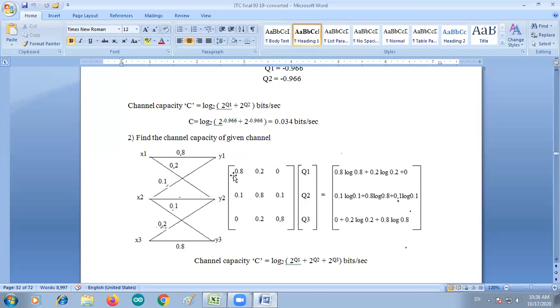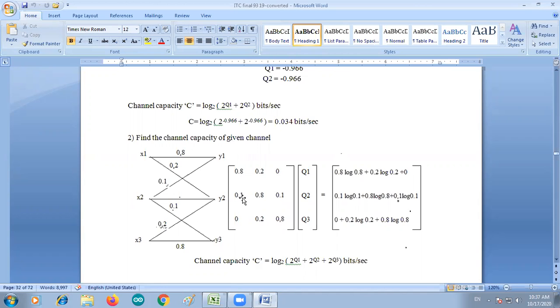Likewise, P11 is equal to 0.8, P12 is equal to 0.2, and P13 is equal to 0. Why? Because there is no connection between 1 and 3. That means X1 and Y3, there is no connection. That's why it is 0.